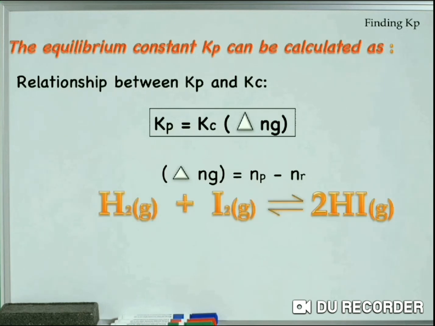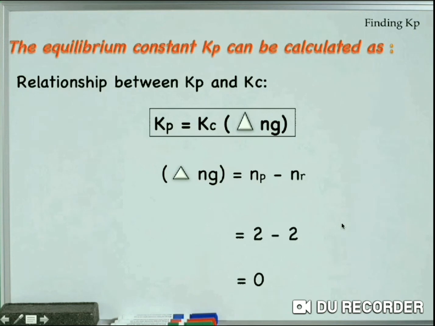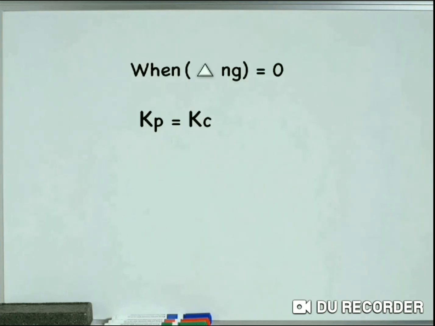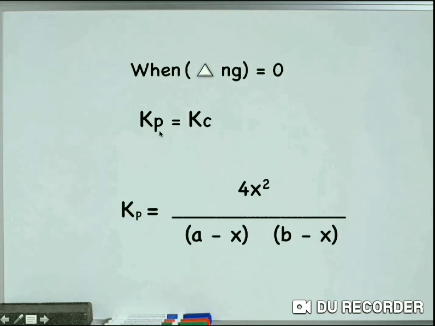We can find that using the following equation. H2 and I2: here we have 1 and 1, and here we have 2 for HI. So the equation is 2 minus 2, which equals 0. Now we got the value of delta ng as 0. When delta ng equals 0, Kp equals Kc. So the value of Kp will be the same as that we got for Kc. So Kp equals 4x squared divided by (A minus x) into (B minus x).